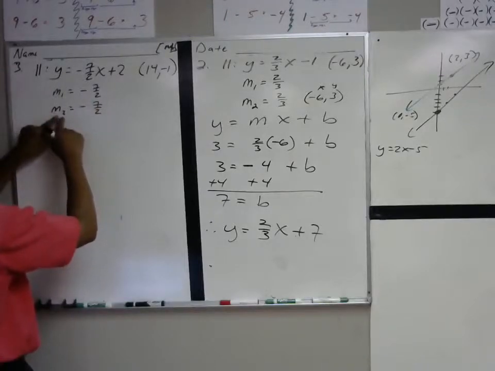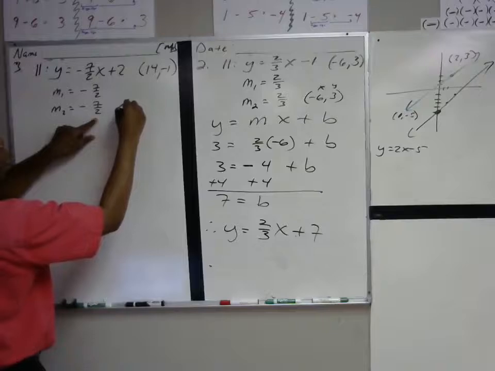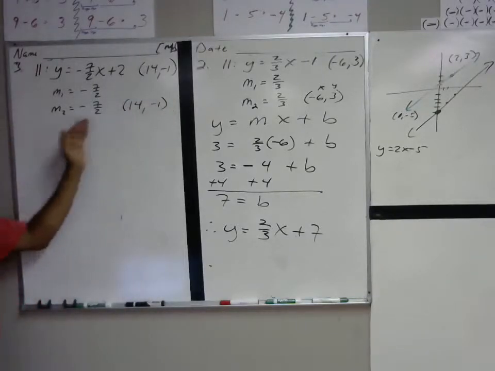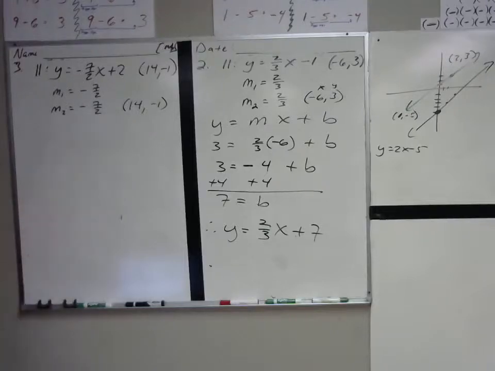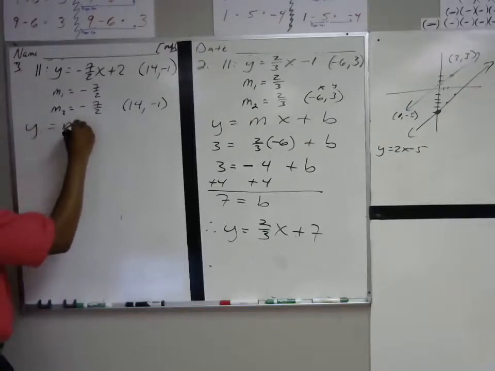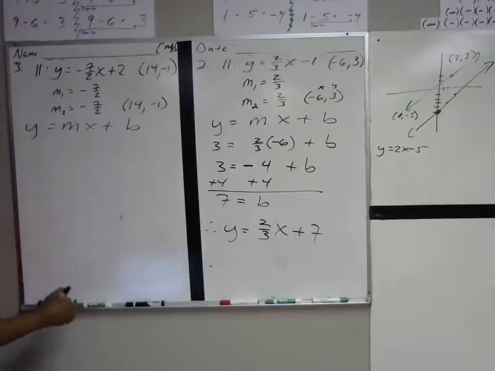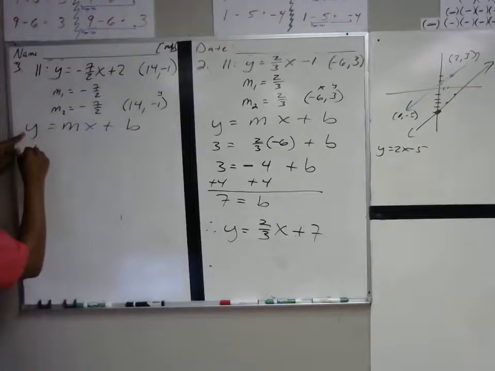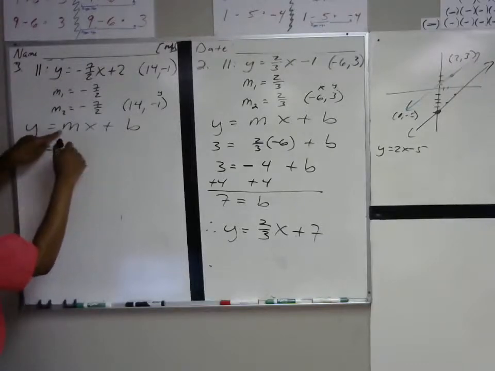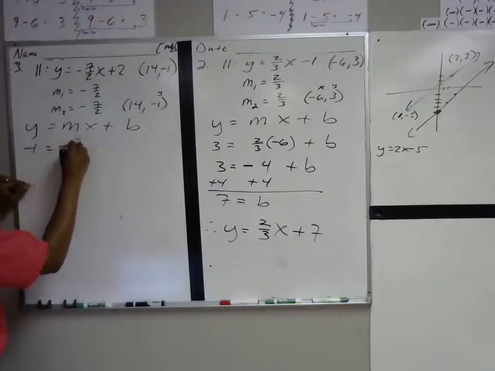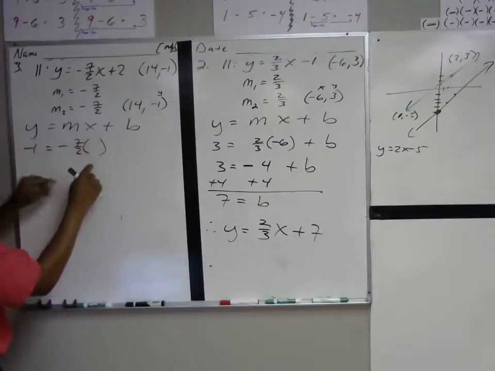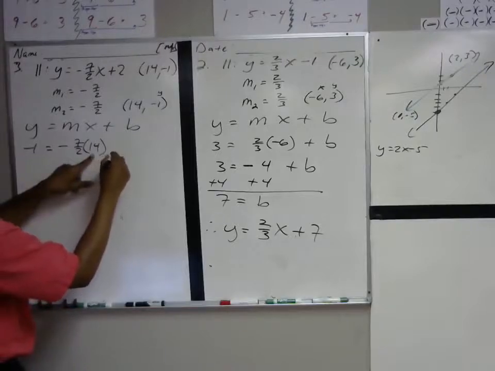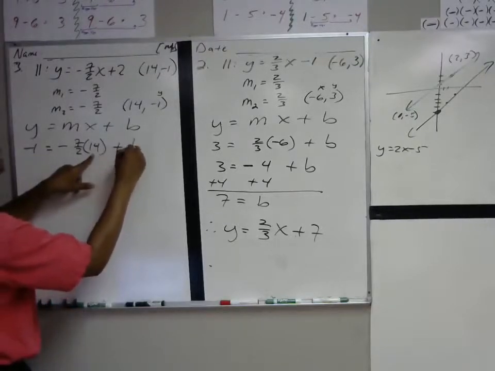Not only do we want the second equation to have a slope of negative 7/2, we want it to contain the point (14, -1). So we're going to build the equation from this situation right here. So y equals mx plus b. My y here will be my negative 1. My slope here, the second slope, will be negative 7/2. The x will be the 14. And then here we're going to have plus b.